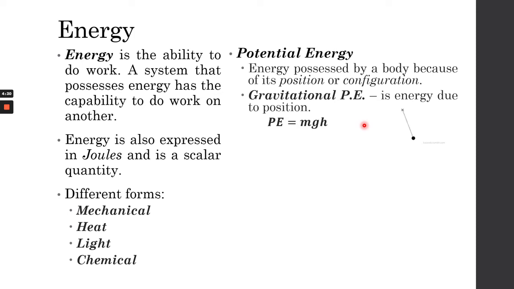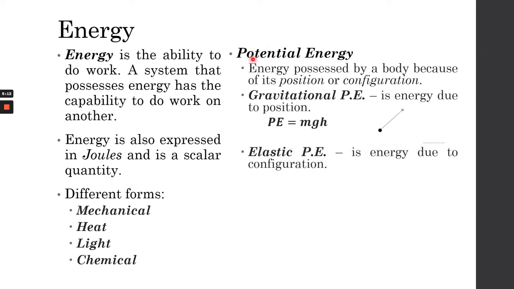And we can measure the gravitational potential energy of an object that we raise using the mass of the object multiplied by the acceleration due to gravity and the height. So gravitational potential energy depends on three things: the mass of the object, the acceleration due to gravity, which is 9.8 meters per second squared, and the height, meaning how high you raised that object. So the higher the object is, the bigger the potential energy.